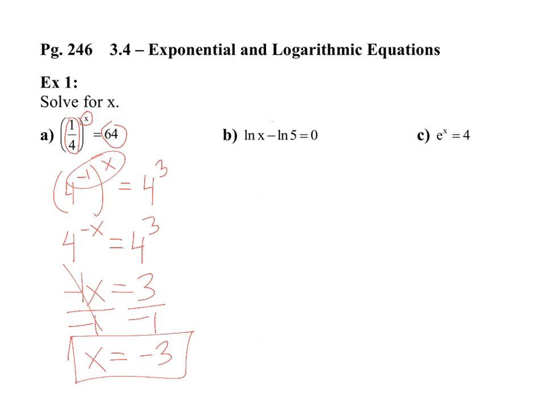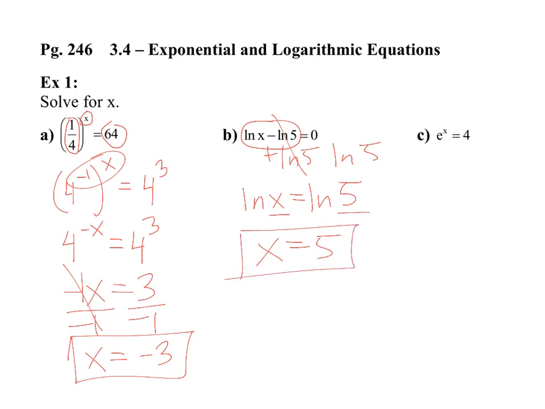I could apply the quotient rule here, but that's not really going to help me. I'm just going to add this over, and then you'll see how simple the problem becomes. All right, well, I have two logs that are equal to each other, so whatever I'm taking the log of, that must be equal to each other. All right, done. All right, next part.